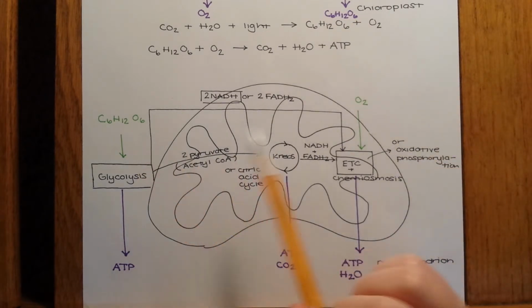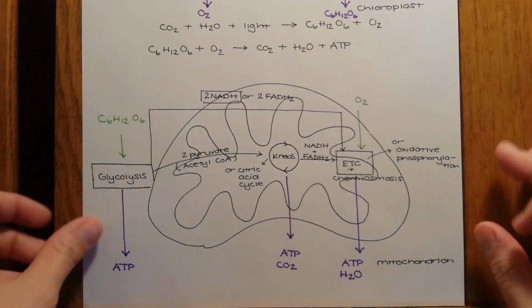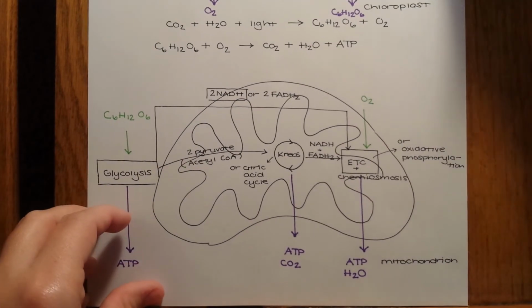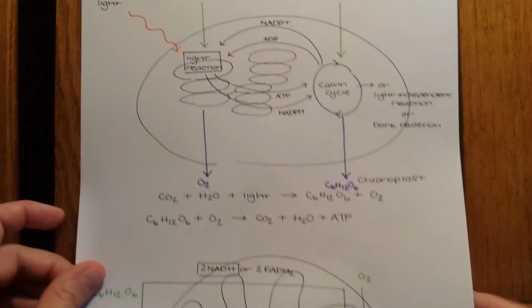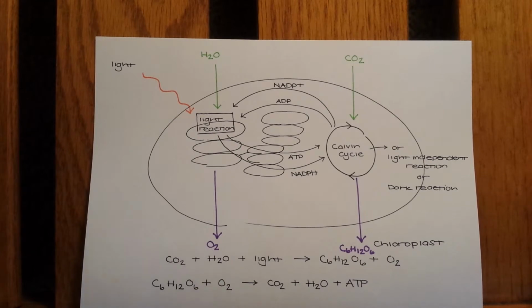And then seeing that we have some things that we care a lot about getting out, and then we have some intermediates along the way that allow the process to happen. So then let us quickly look at an overview of photosynthesis as well.